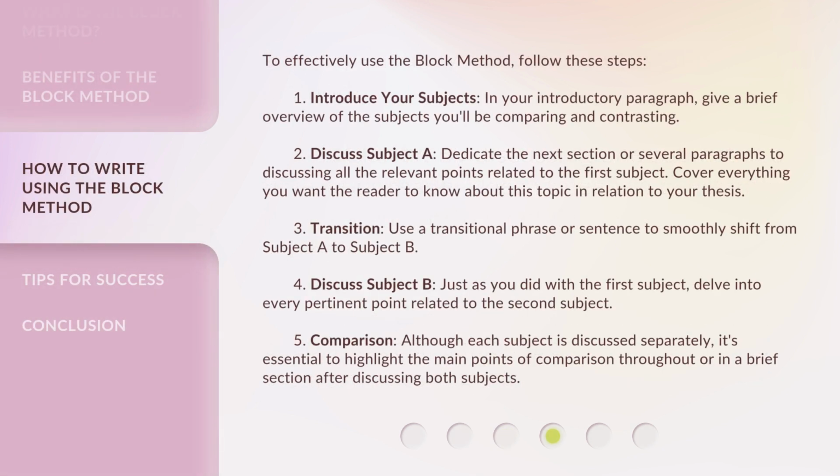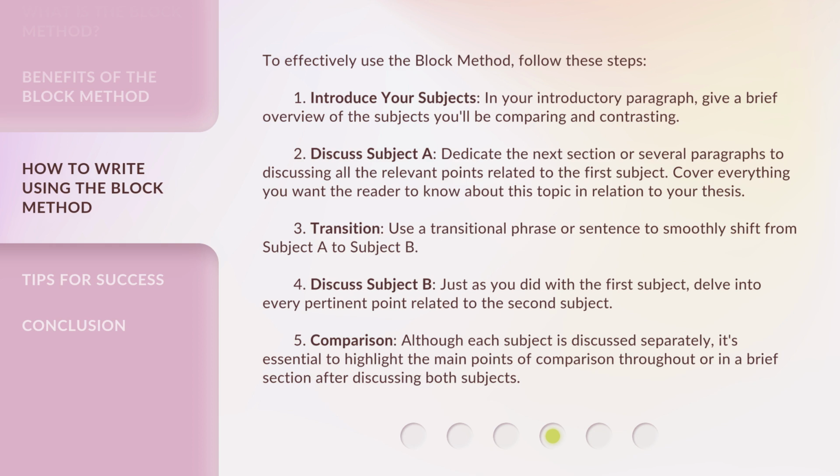To effectively use the block method, follow these steps. 1. Introduce your subjects. In your introductory paragraph, give a brief overview of the subjects you'll be comparing and contrasting. 2. Discuss subject A. Dedicate the next section or several paragraphs to discussing all the relevant points related to the first subject. Cover everything you want the reader to know about this topic in relation to your thesis.